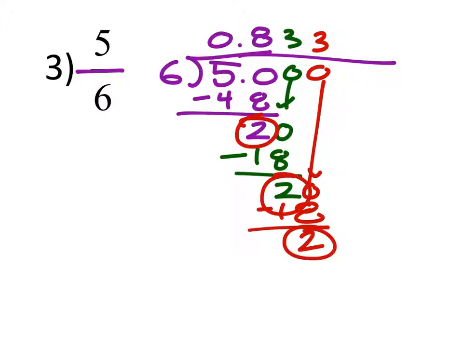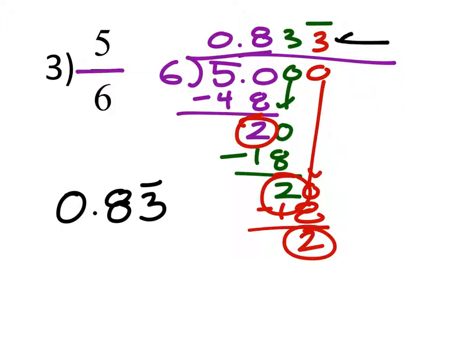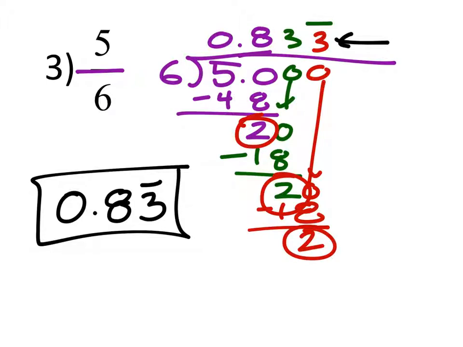All this means is that the 3 is just going to repeat forever and ever, and we can use this bar notation to show that it repeats. So we can simplify this by writing 0.83 repeating, but it's okay to me if you just write it like this as well. But formally, this one would probably be your answer.